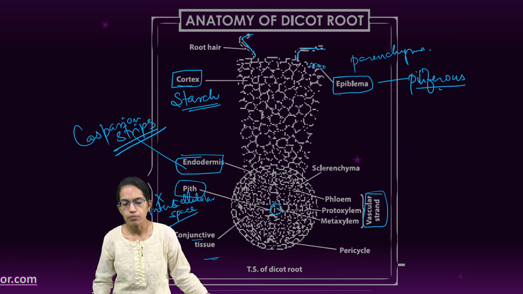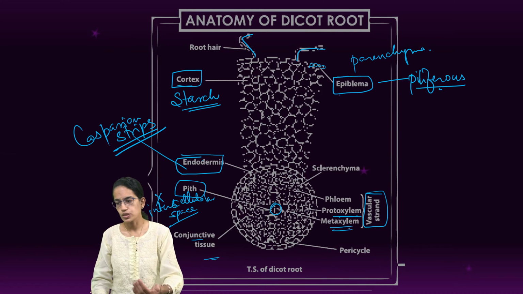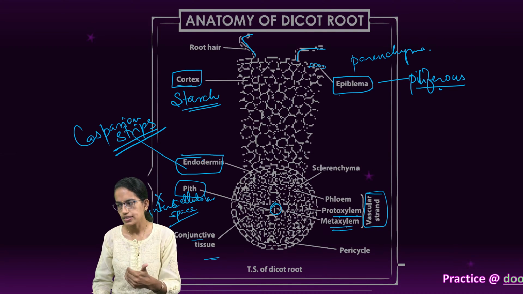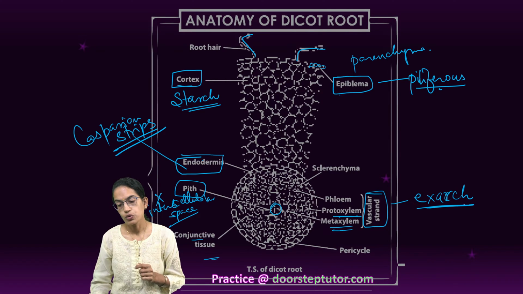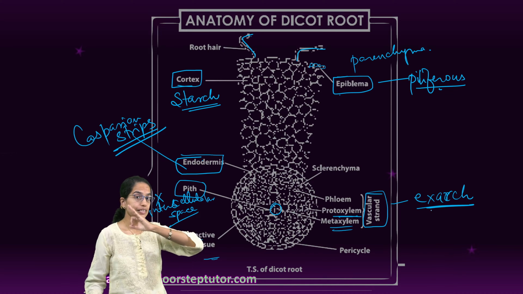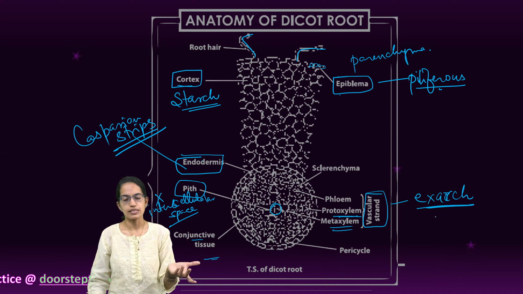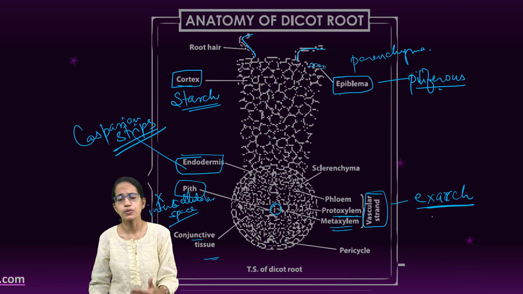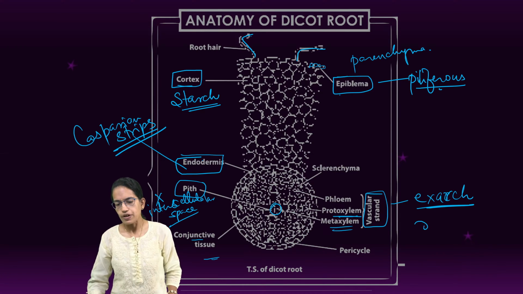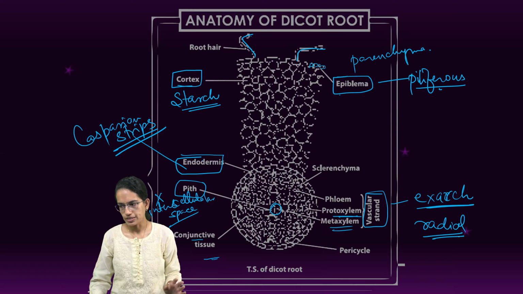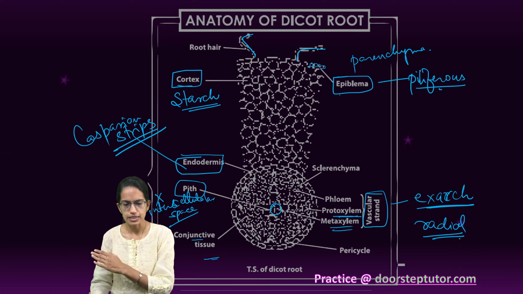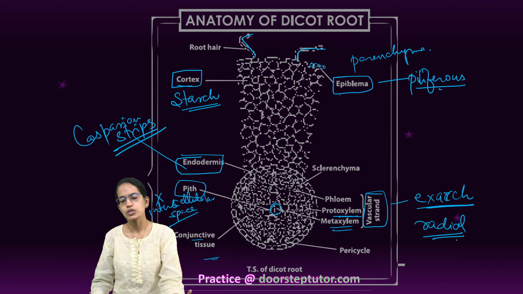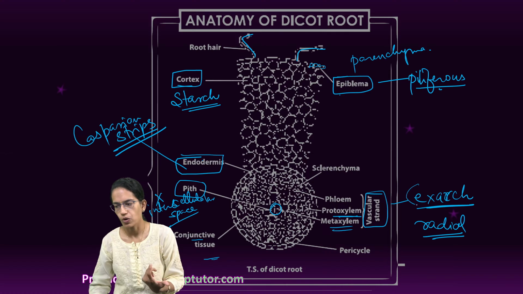Now here in the xylem, protoxylem is outside and metaxylem is towards the center. Since this is the case, we call this exarch. Now note, in the case of dicot stem, it is endarch. Protoxylem is towards the center. Here, in the case of dicot root, it is exarch in nature. Vascular bundle is radial in shape that we can see, and protoxylem is away from the center. So metaxylem towards the center, protoxylem outside, and therefore we call it exarch.